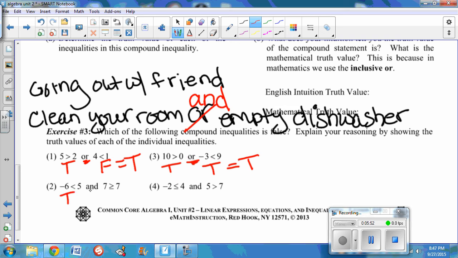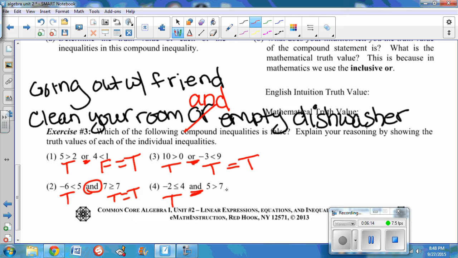Negative 6 is less than 5. We know that to be true, but now my connector is and. Is 7 greater than or equal to 7? Well, yes, that's true because it's equal to. So a true and a true, yep, that's true. Negative 2 is less than or equal to 4. That's true. My connector is and.